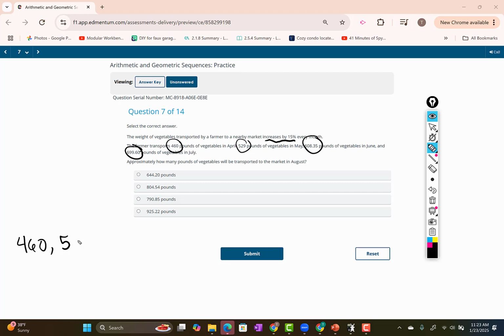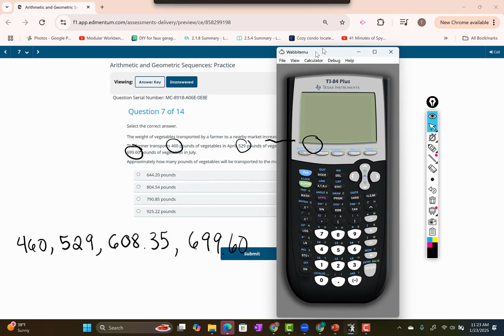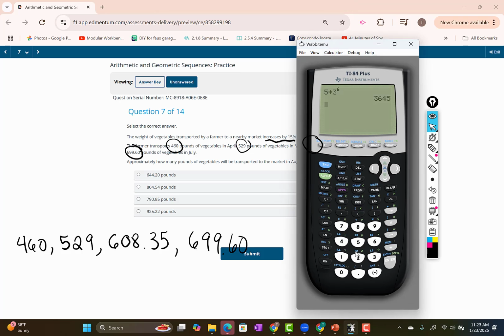If you're really good at mental math, you can probably see pretty quickly whether or not there's a common difference between these numbers. If you struggle with mental math, let's use the calculator to help us out. Let's find the difference between the first two terms. What is that? 529 minus 460. The difference between those two terms is 69.